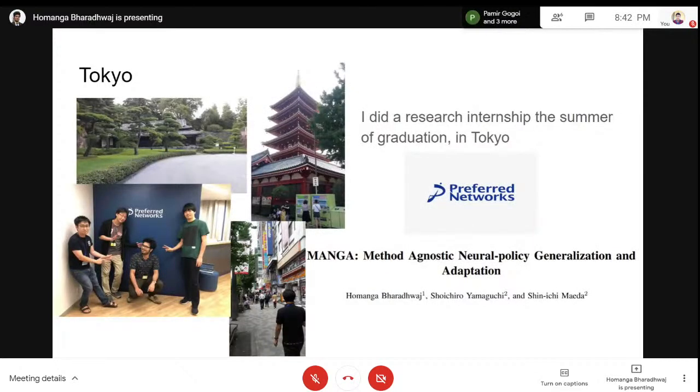And after ICRA, I went to Tokyo to do an internship in this company called Preferred Networks. So here are some of my collaborators in the company, and this is some glimpses of Tokyo. So here again, my project was very similar to the previous project, where we analyzed another approach of doing sim to real transfer, where in particular we wanted to do this transfer where the dynamics of the robot kind of changes in the transfer environment.